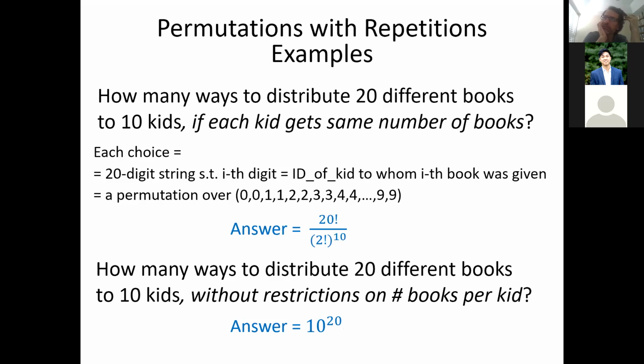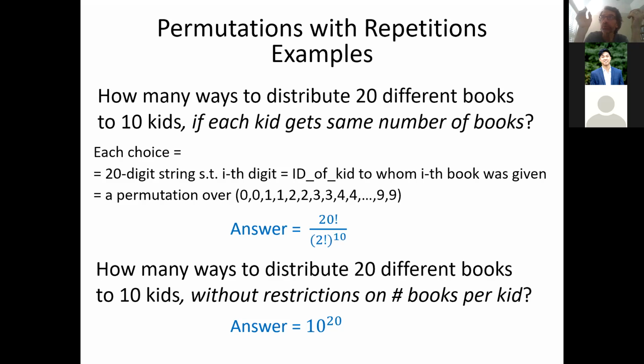Think of it as a string over the alphabet of kids. A means all the books go to kid A. A and then a bunch of B's means the first bunch of books goes to kid A, and so on. So these are strings over the alphabet of 10 letters of length 20. Each such string corresponds to a different assignment, and every assignment is like this.